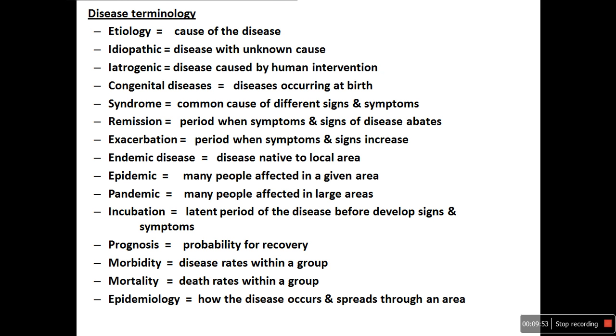Remission. What is remission? Remission is a period when the symptoms and the signs of a disease abate، يعني تتناقص أو تقل. السيندروم هي ال common cause، المسبب الرئيسي of different symptoms and signs.